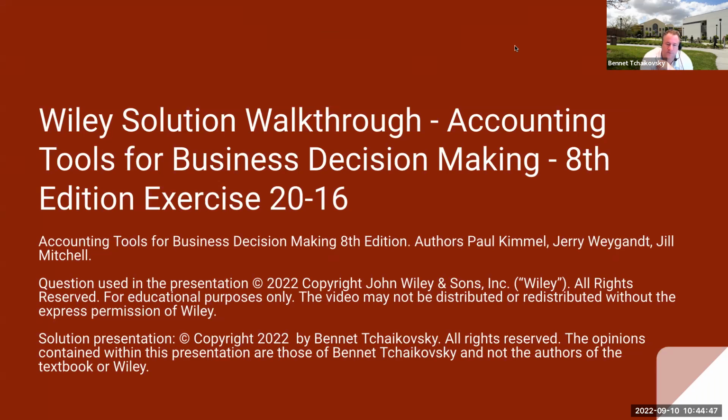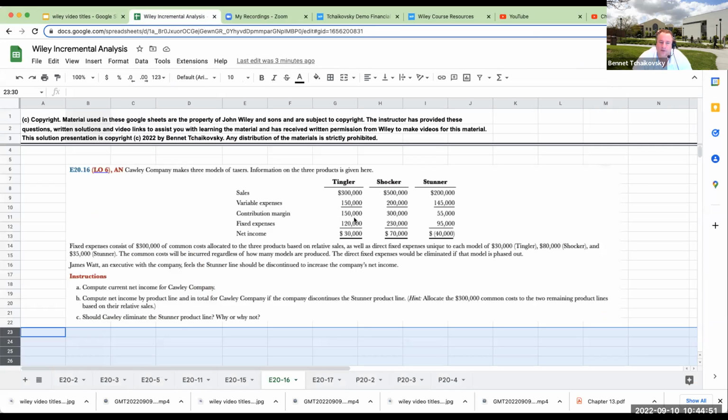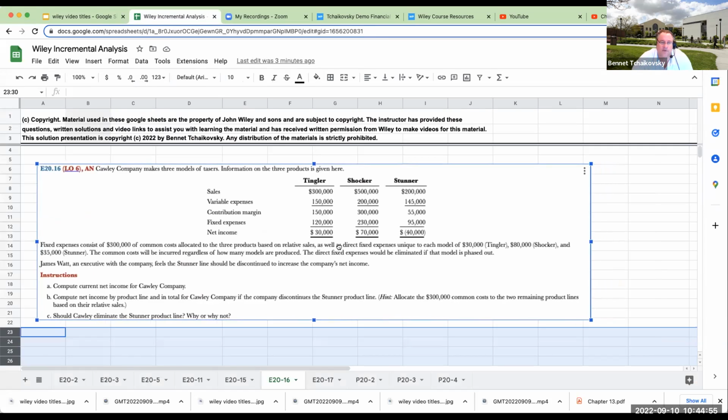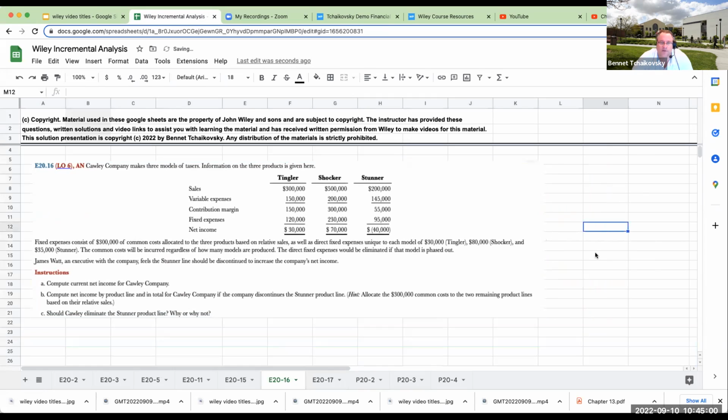So before we say thank you to the bus driver, let's take a look at our question. Kalli Company makes 3 models of tasers. Information on the products is given over here. We've got Tingler, Shocker, and Stunner. Fixed expenses consist of $300,000 of common costs allocated to the 3 products based on relative sales, as well as direct expenses unique to each model of $30,000 Tingler, $80,000 Shocker, and $35,000 Stunner.